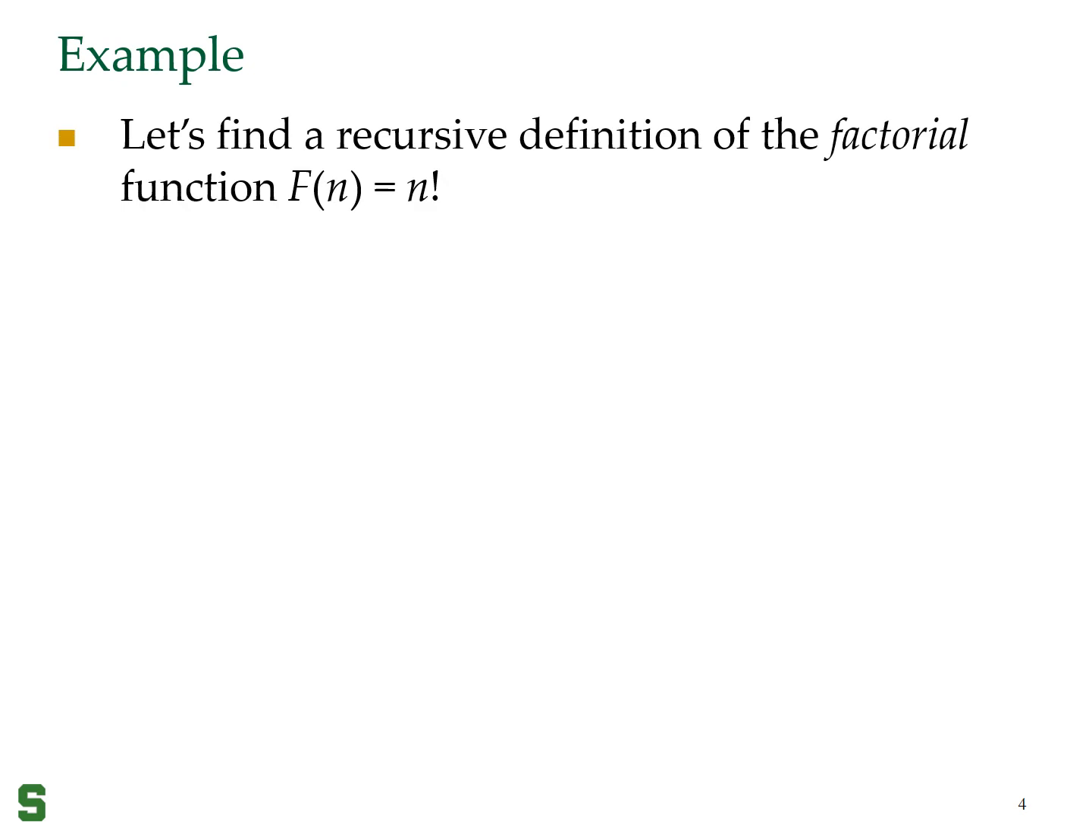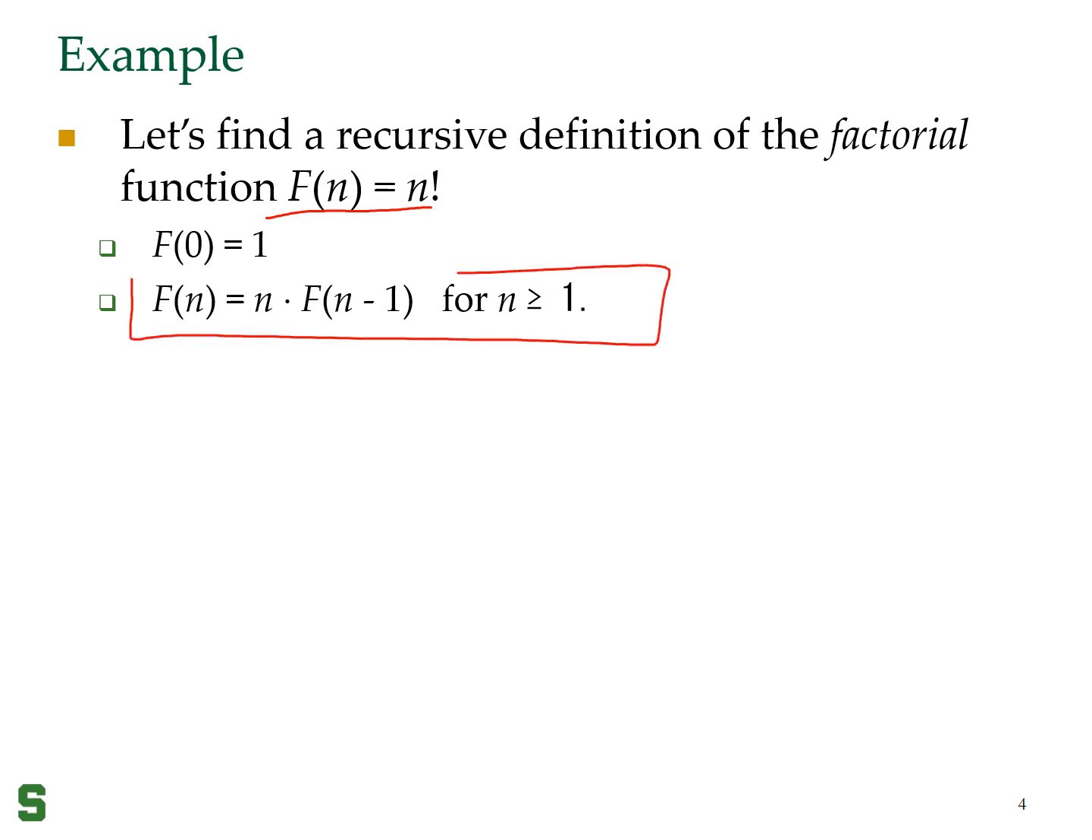Let's look at one more example that is more familiar. Here we are going to define the factorial function recursively. So the factorial function is f(n) equal to n factorial, which is the product of the first n numbers. We can define this inductively or recursively as follows. We can say f(0) is 1, 0 factorial is 1, and we can define f(n) to be f(n-1) times n.